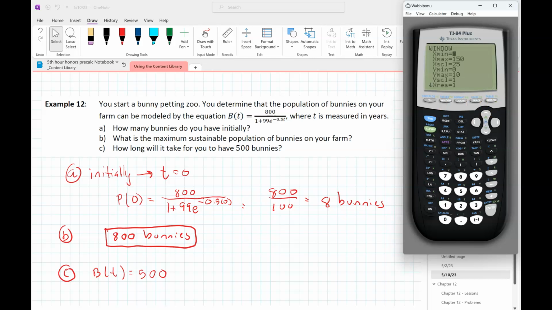Again, I don't know what this is going to take, but this is measured in years. We're starting at 8. We want to end up at 500. I don't know how long that's going to be. Let's say 50 years. I'm just taking a guess there as a decent upper bound. I might have really overshot it, but I'd rather overshoot than undershoot. You know what I mean? Bunnies are kind of notorious for reproducing quickly.